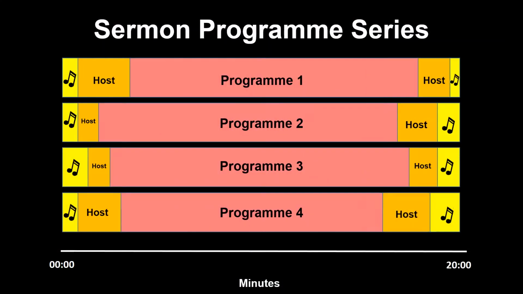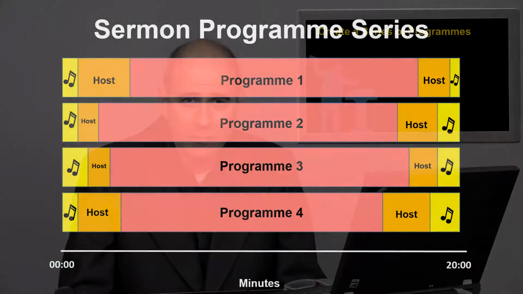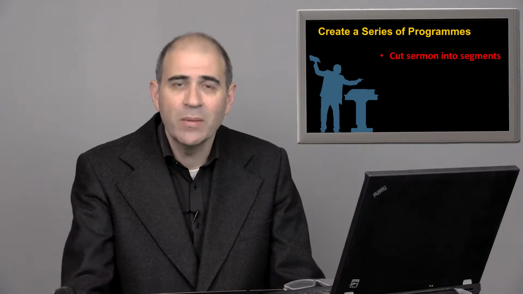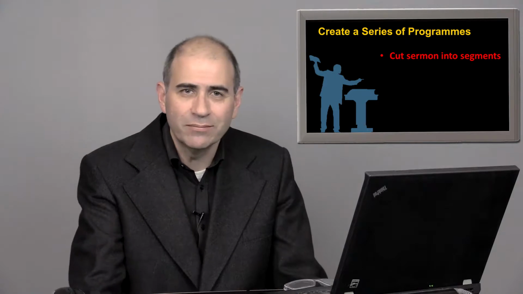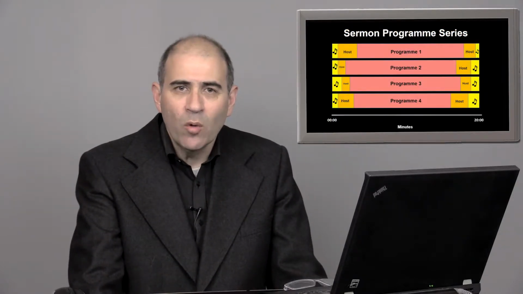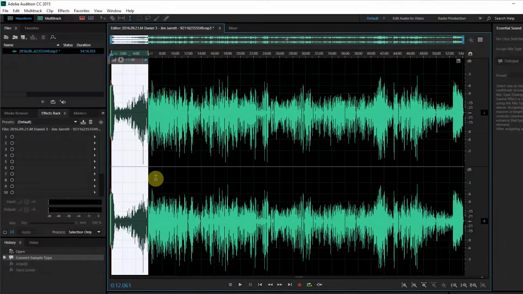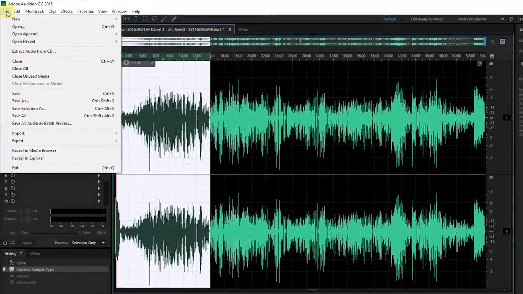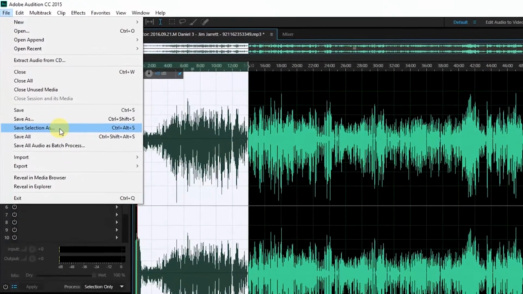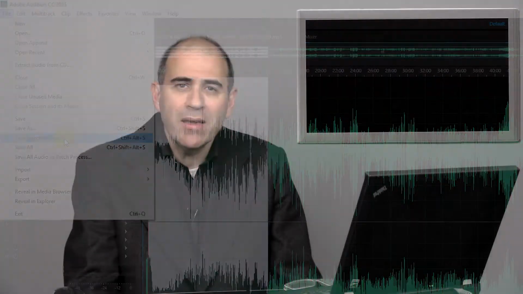Remember back in video 1, we said that sermon programs need to be limited to 20 minutes maximum. So the first thing we need to do is to cut our recorded sermon or sermons into segments of roughly equal duration. Each segment will make up one program. Many editing systems will have a function that allows you to highlight a section and save that as a new audio file. Try and make a cut where the sermon comes to a mini conclusion or where there is a logical break.